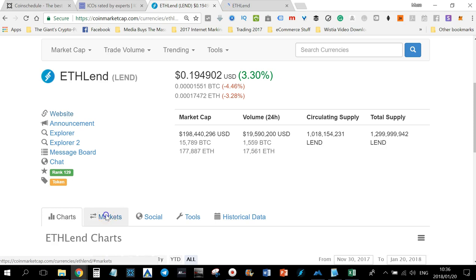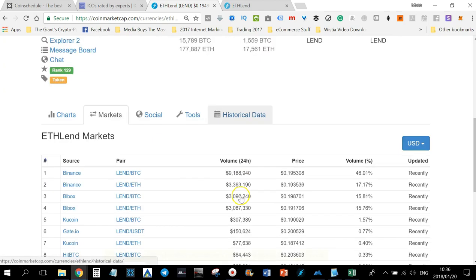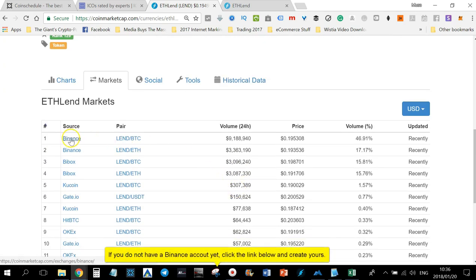So that's when you're going to have to go to markets, and then the market tab will show you that you can buy this token from Binance and from other exchanges. In most cases, I will just go with the first one, with the first exchange, because the first one will always have the higher trading volume. In other words, there is liquidity there. So I would just go with the first one. So in this case, Binance, right?